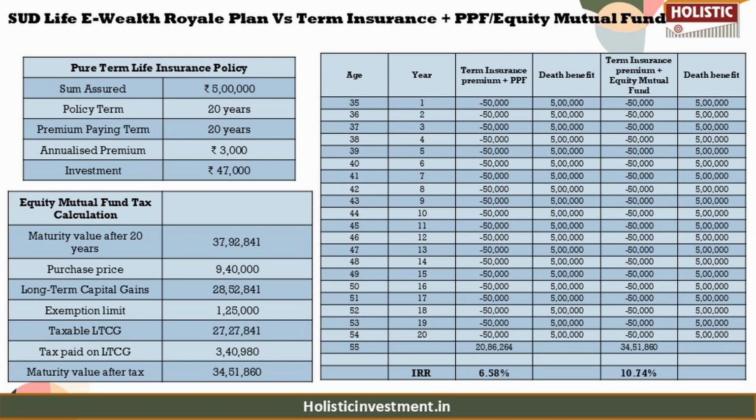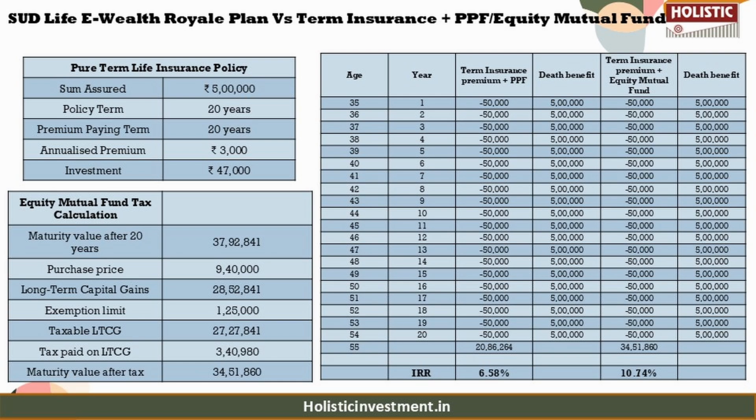Option number 2, we have taken up a combination of pure term plus equity mutual fund for an equity focused strategy. An annual investment of 47,000 rupees in a diversified equity mutual fund gives you a pre-tax maturity value of 37.92 lakhs. The post-tax value after capital gains tax is 34.51 lakhs with an IRR of 10.74%. This return is significantly higher than the ULIP's, even in the best case scenario.